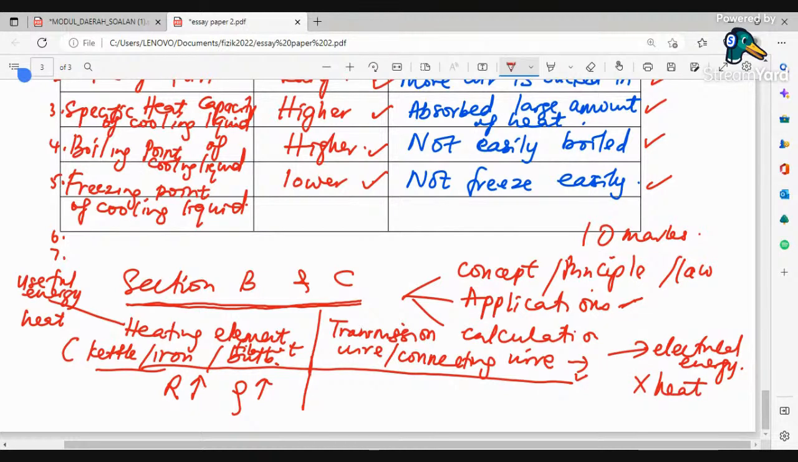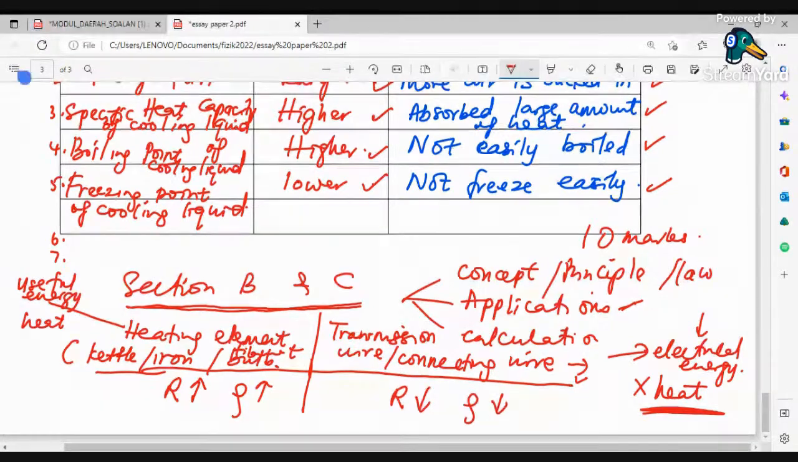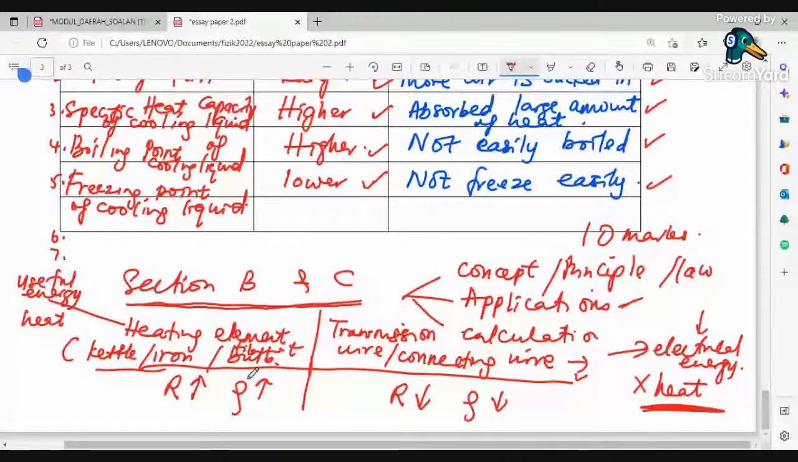Ini akan menyebabkan efficiency become lower. Useful energy ialah maybe electrical energy ataupun light energy and other energy. Okay, so this one we need lower resistance. Resistivity also lower. Nampak beza dia? Don't get confused ni, dua benda ni. Banyak kali nampak. Okay, salah pilih, salah buat suggestion dan sebagainya.